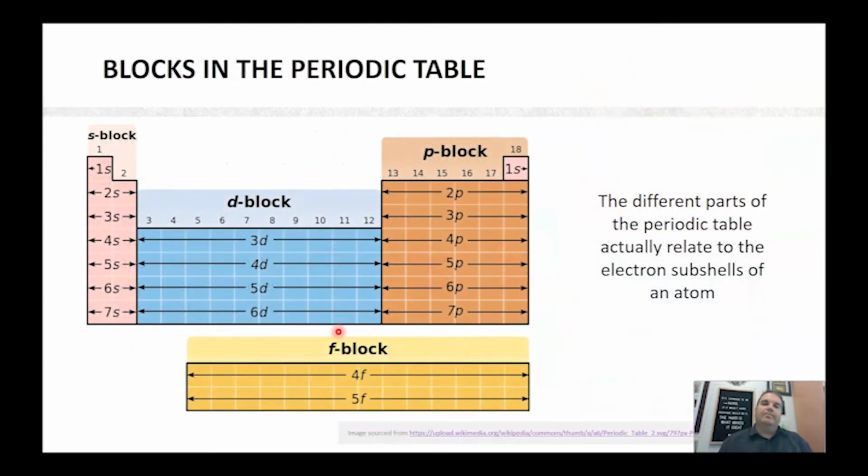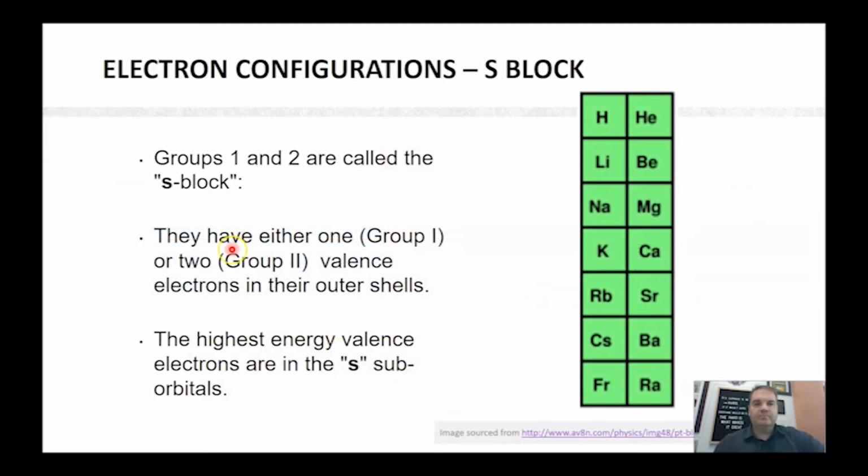Those orbitals relate to the periodic table really well. Anything in group 1 or 2 has its highest electrons in what we call the s orbital, so they're called the s block. The transition metals have electrons in the d block, and the non-metals over here have their highest electrons in the p block. There's the lanthanides and actinides down here, which are the f block. We don't look at those in Year 11 chemistry at all, so I say F for forget-me block. Just don't worry about it. But the different parts of the periodic table actually relate to electron subshells. S block elements have either 1 or 2 valence electrons in their outer shell.